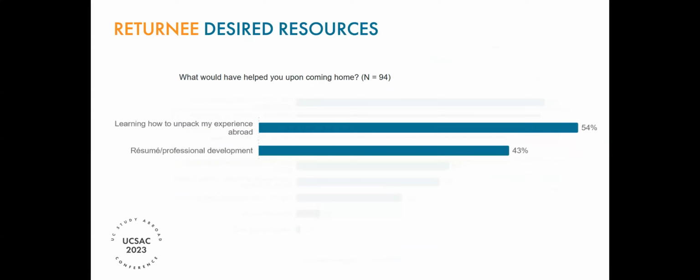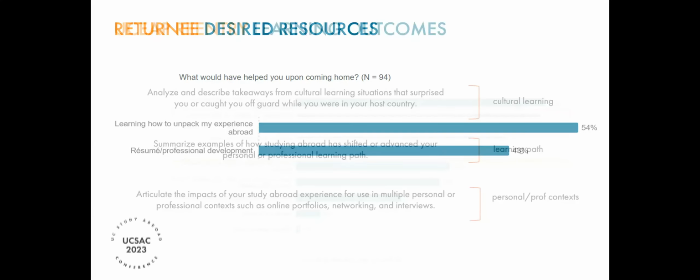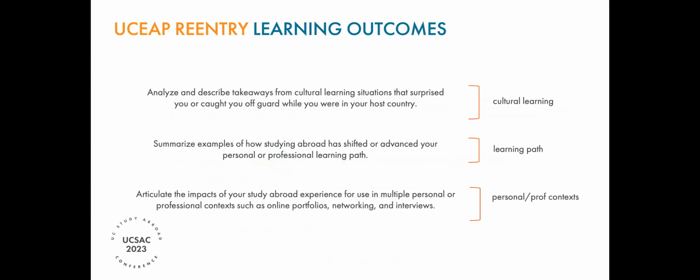And then in our fall 21-22 marketing survey, more than half of our returnees would have appreciated a little more guidance on unpacking their experience abroad, and a little less than half would have wanted some resume or professional development support. So as a response to all of that data, the SG3 committee designed learning outcomes for the reentry phase that involve cultural learning, connecting the experience to their learning path, and finally, applications to personal and professional contexts. And now I'm going to hand things off to Mark.